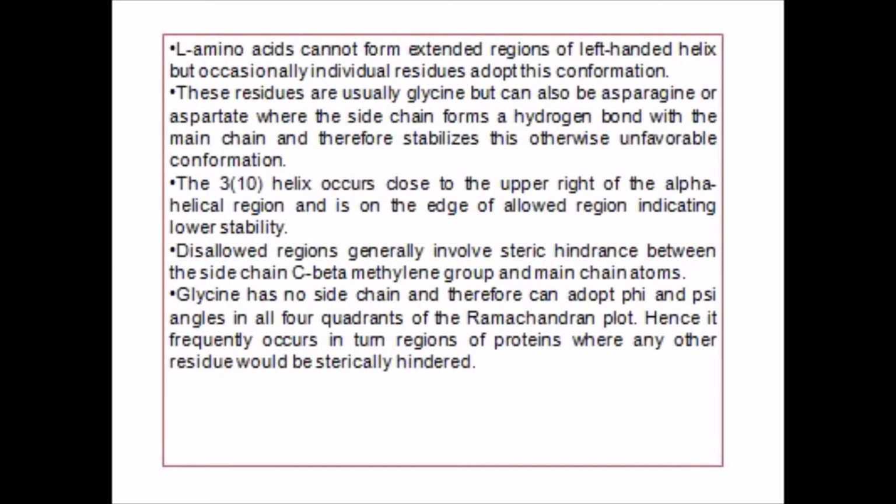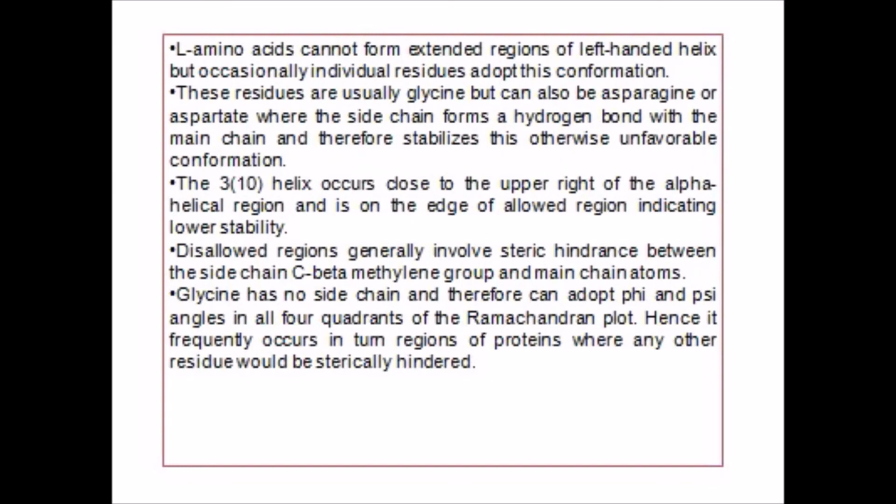L-amino acids cannot form extended regions of left-handed helix, but occasionally individual residues adopt this conformation. These residues are usually glycine but can also be asparagine or aspartate, where the side chain forms a hydrogen bond with the main chain and therefore stabilizes this otherwise unfavorable conformation. The 3-10 helix occurs close to the upper right of the alpha helical region and is on the edge of the allowed region, indicating lower stability.